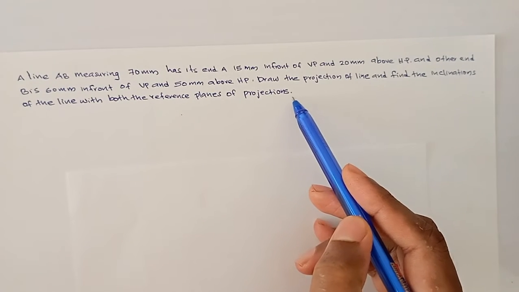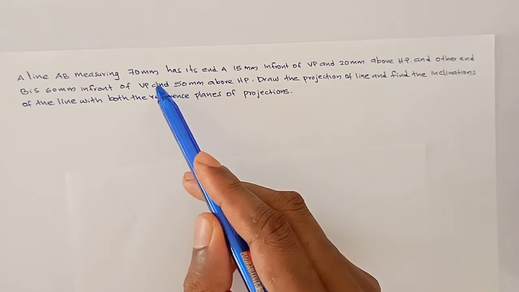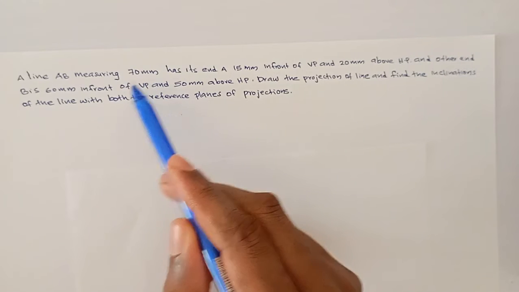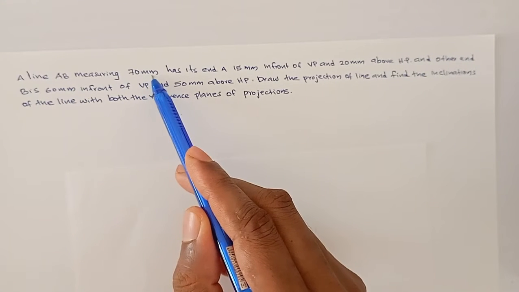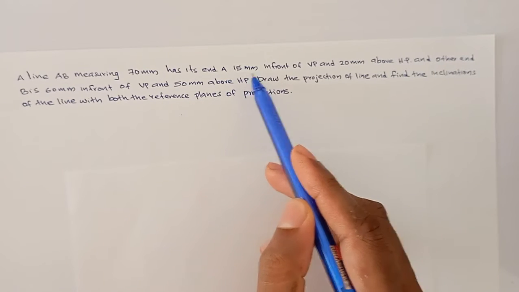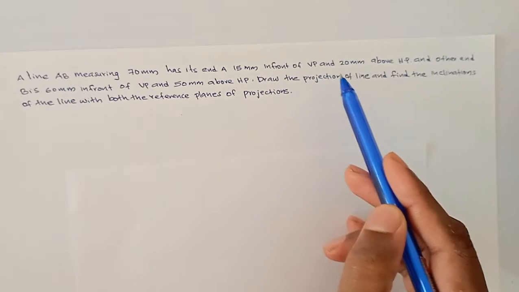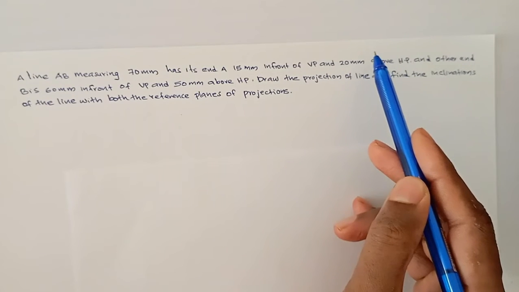This is our question. Let's find out in which quadrant this line is lying. A line has 2 endpoints. Here the name of the line is AB. What is the length of the line? It's 70 mm. One of its ends, A, is 15 mm in front of VP and 20 mm above HP.